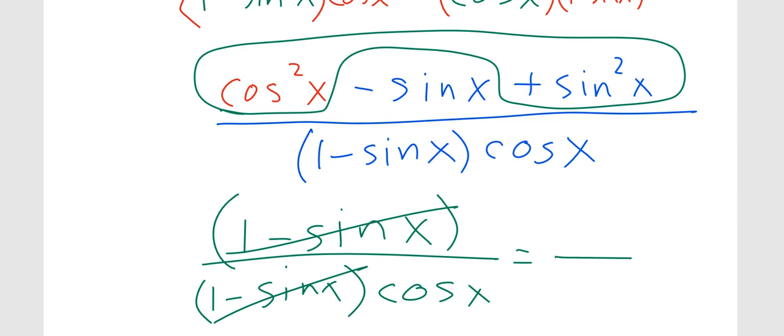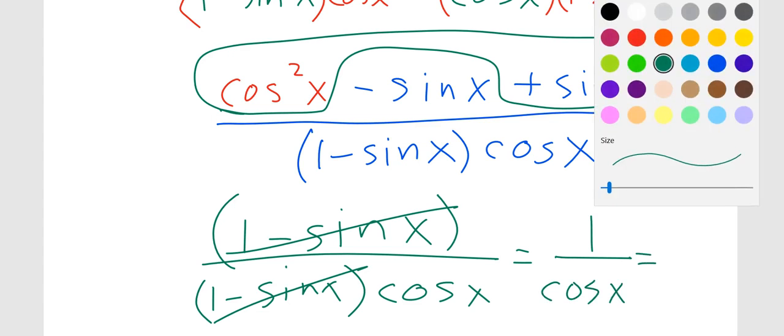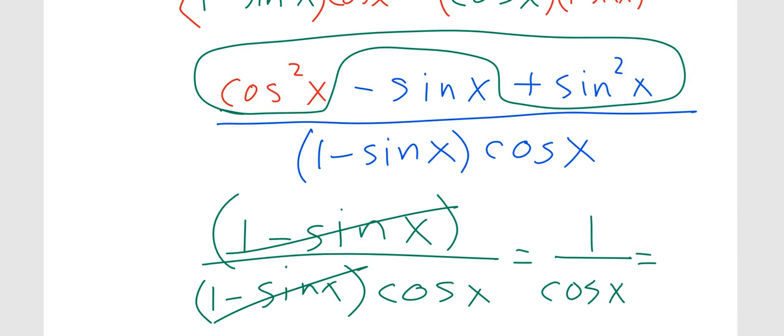What's on the top there? 1. Okay. Well, actually, I equals the square root of negative 1, but that's okay. All right, so 1 over cosine x. Give me another name for it. Secant x. Do you have to do that part? Yes, you do. Okay.